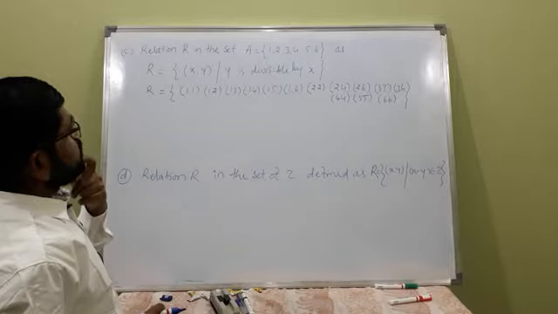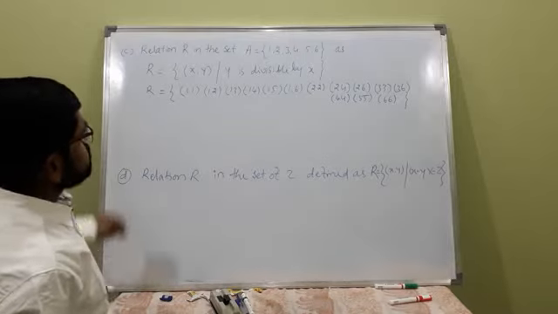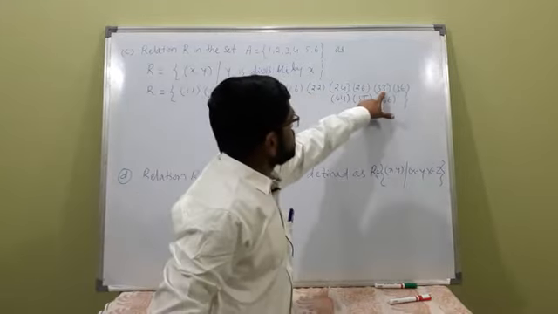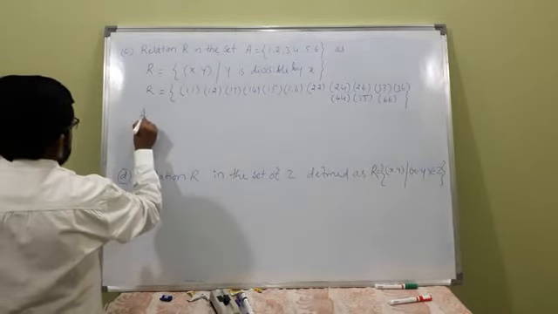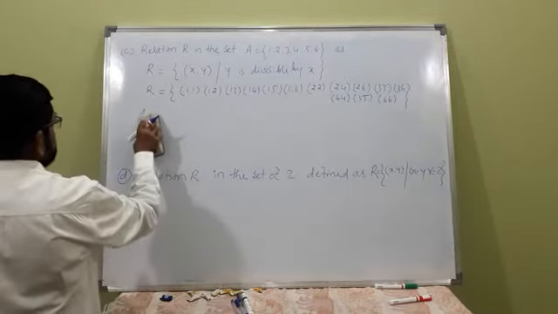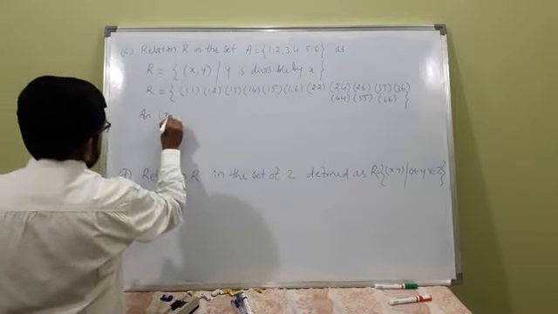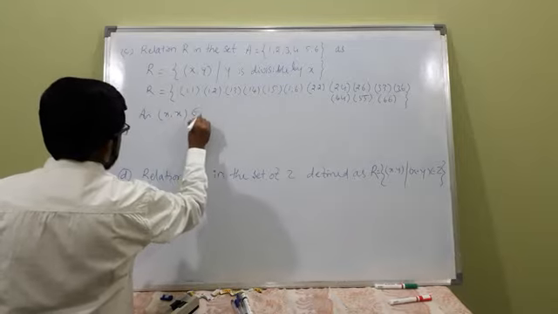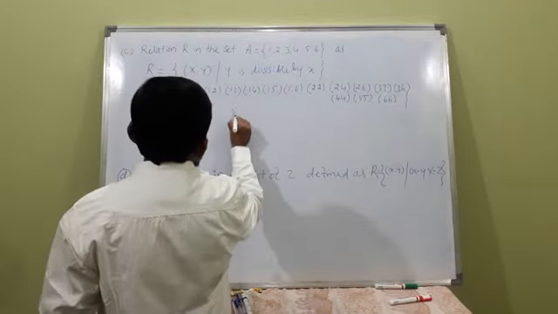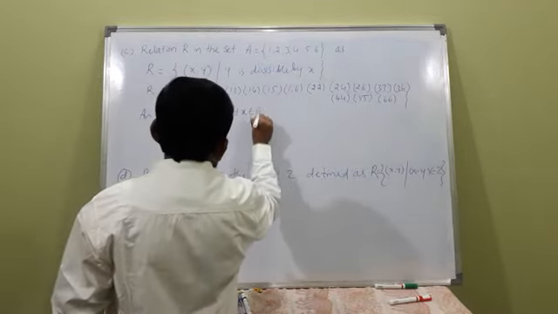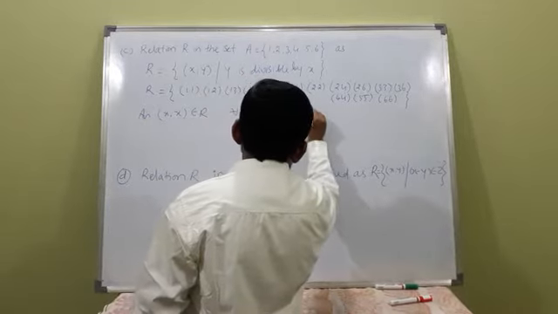Next, is it reflexive? Yes. (1,1), (2,2), (3,3), (4,4), (6,6). Generally I will write it as (x,x) belongs to R for all x belongs to A. R is reflexive.